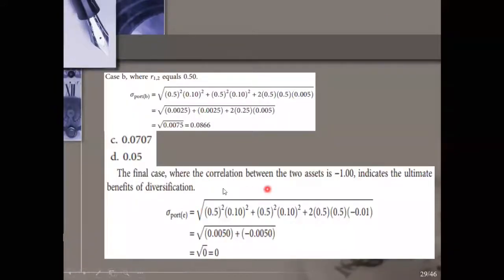For perfect negative correlation, what is the standard deviation? Zero. If there is no standard deviation, is there any risk? No, there is no risk. What does this mean? It means that if one is decreasing, the other will be increasing by the same amount. If you are losing something in one, you will gain in the other, so you actually remain in the same position.